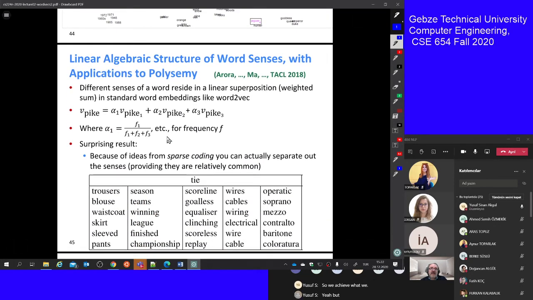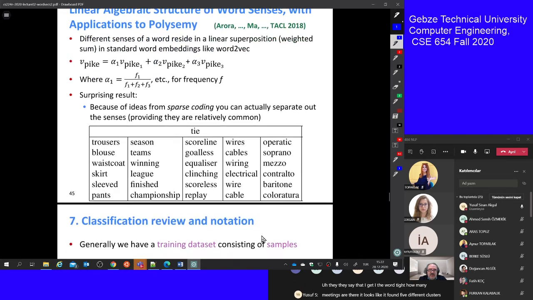And some examples here. They say, okay, the word tie, how many meanings are there? It looks like it found 5 different clusters, and each cluster has these words in it. I guess the first cluster is the tie that you wear. Okay. How about the second tie? What is this?